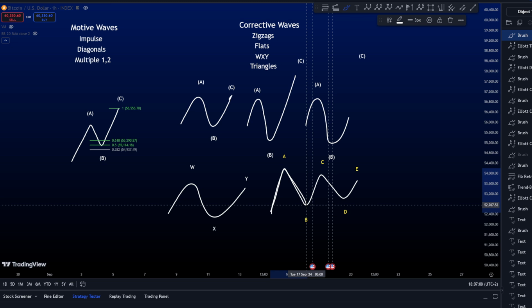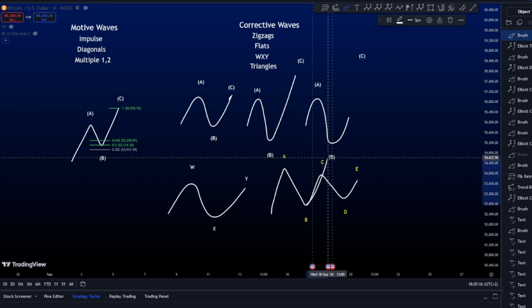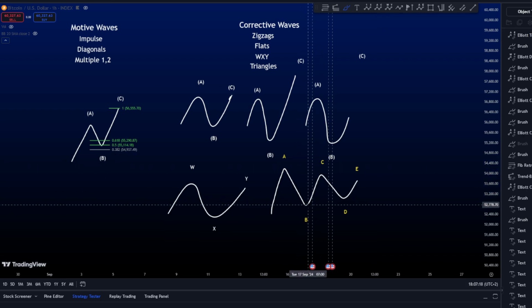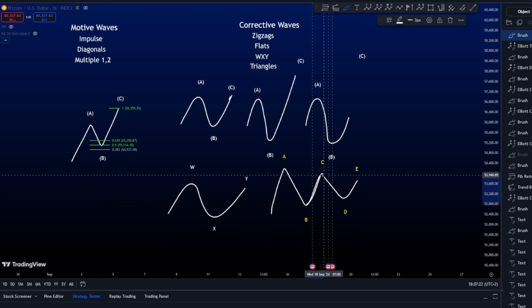There is a possibility of a diagonal 1, 2. There is a possibility of being zigzag, right? Or being a flat or something else. Therefore, you finish this wave here and you reverse.